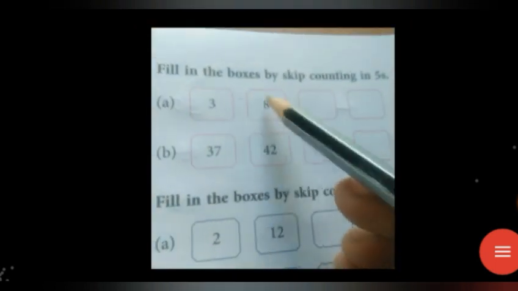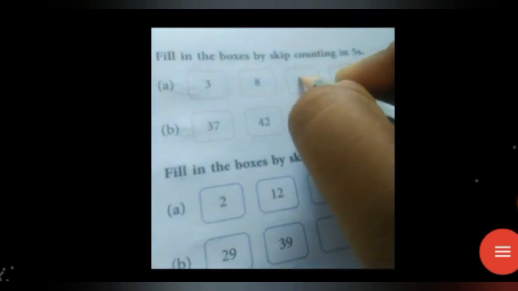Then here you look children, 12th question. Fill in the boxes by skip counting in 5s. 5 is adding to each number. So 3 plus 5 is 8. 8 plus 5: 9, 10, 11, 12, 13. 13 is written in this box.